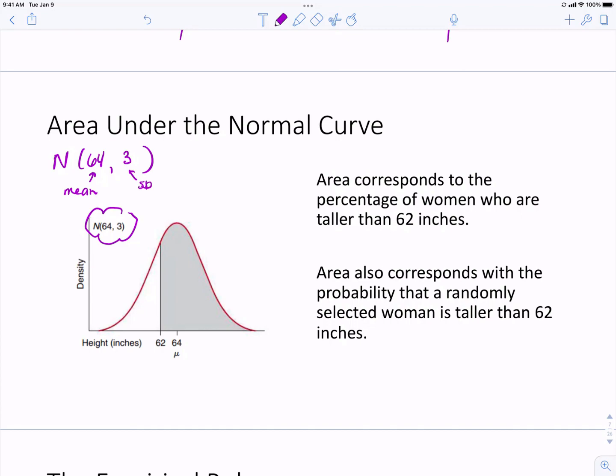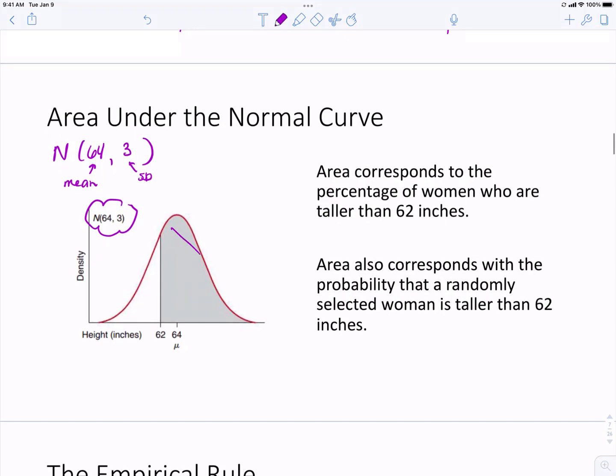So the area under this curve corresponds to the percentage of women that are taller than 62 inches. That's the shaded area right here.